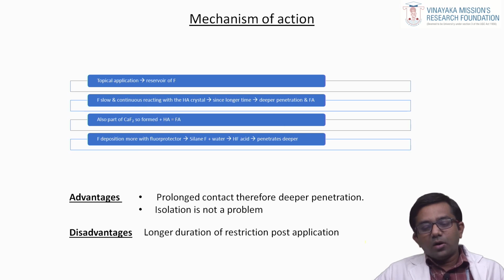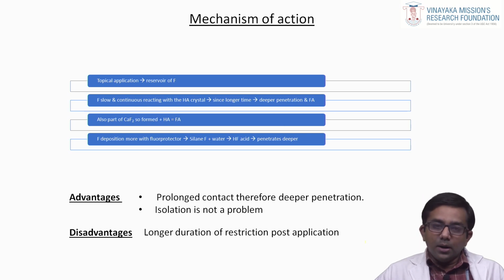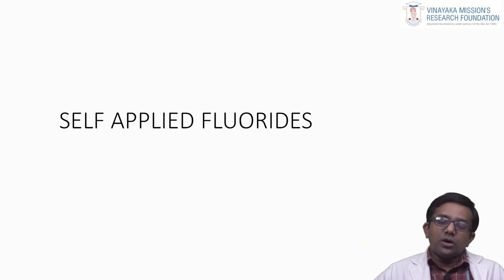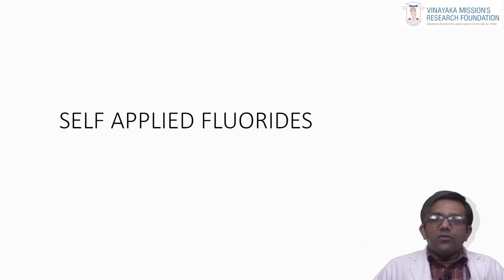Advantages are that it has prolonged contact, therefore a deeper penetration. Isolation is not a problem for this particular topical fluoride application. Disadvantages are that a longer duration of restriction post application is required, because the varnishes usually take a long time to set. So, that is why it is a disadvantage. Till now we saw what are professionally applied topical fluorides. Now we will see what are self applied fluorides.